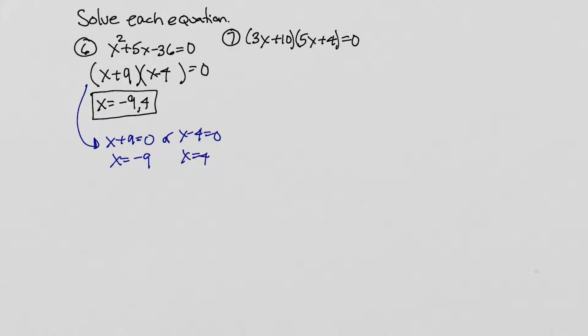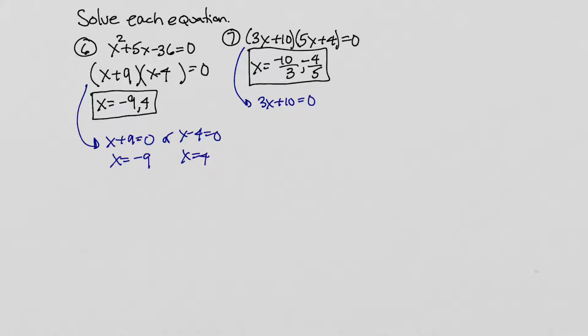In problem number 7, again, we're going to use a zero factor property. I've got one number multiplying another number, and we're getting 0. So I know one of these has to be 0. So let's see. And just to be sure we know where those are coming from, what we're going to do is think this. Set that 3x plus 10 equals 0.